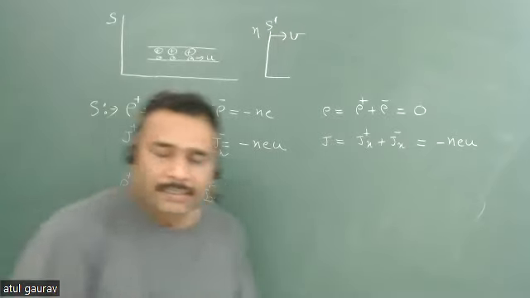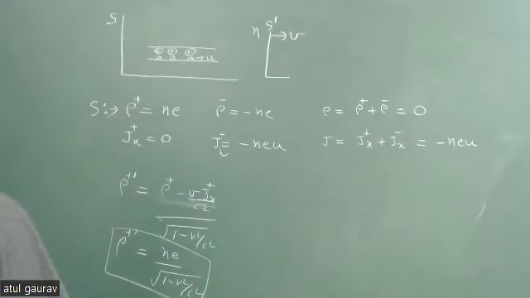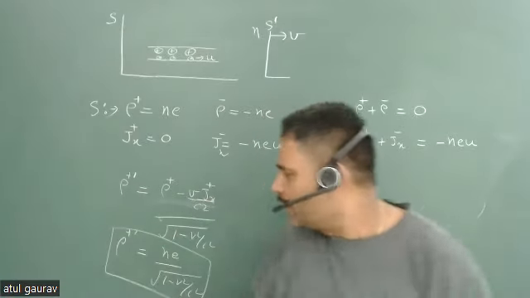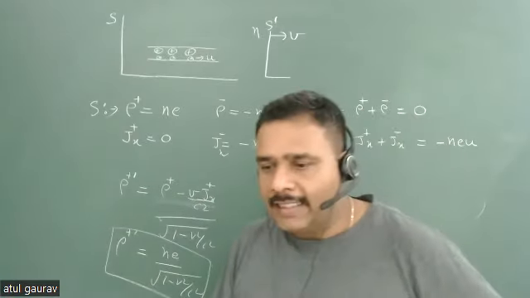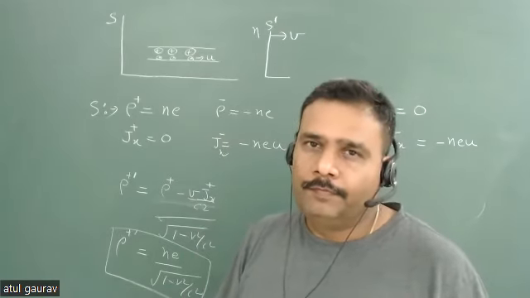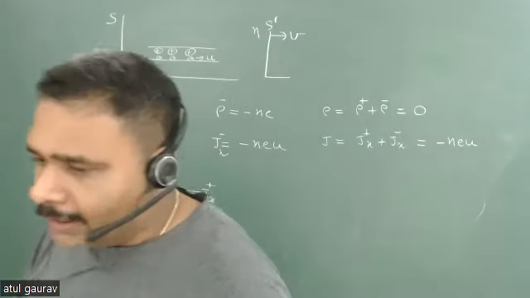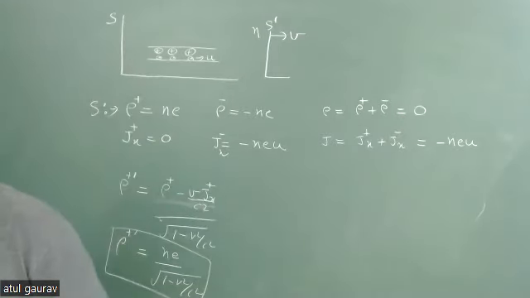Now you can see the charge density is going to increase. What happened to the charge density? It is increasing, because this is Ne and this is more than Ne. Why is it going to happen, that this charge density is going to increase? Why is this happening? Why is it going to happen that the charge density is going to increase? Anyone?